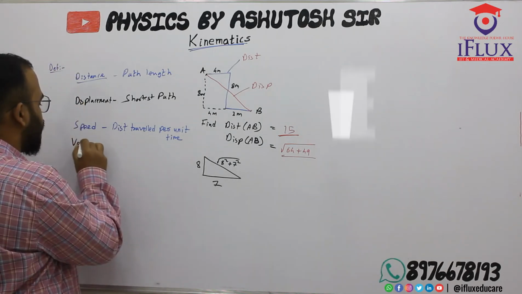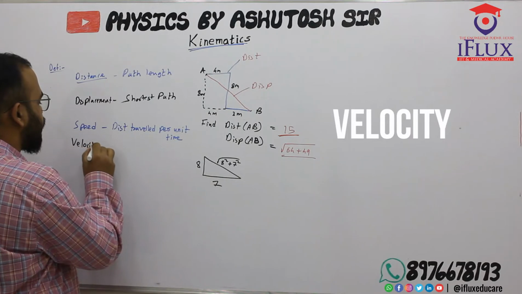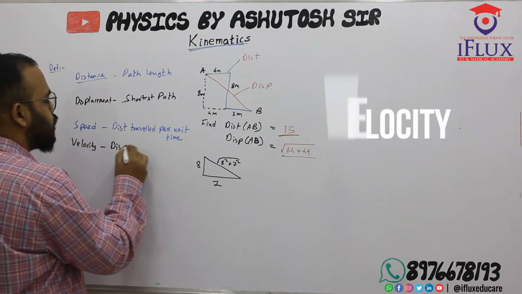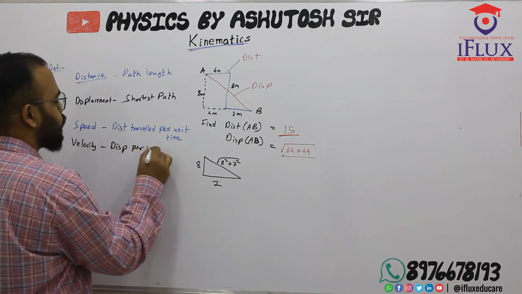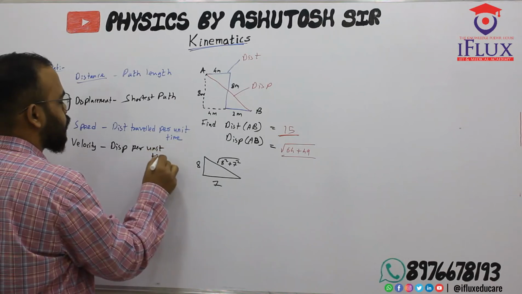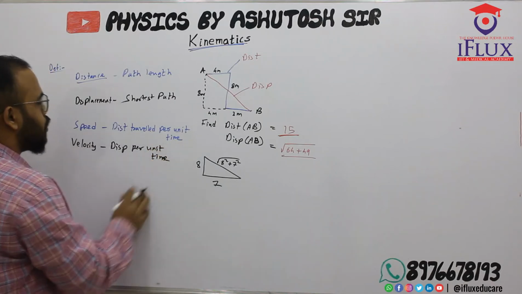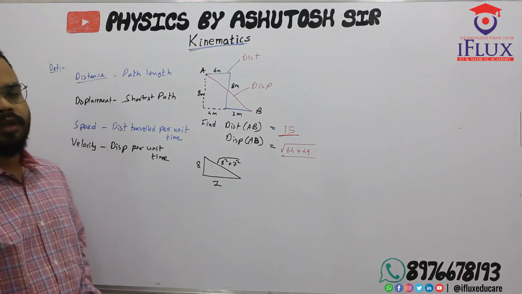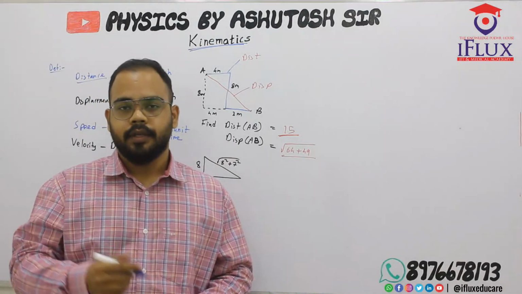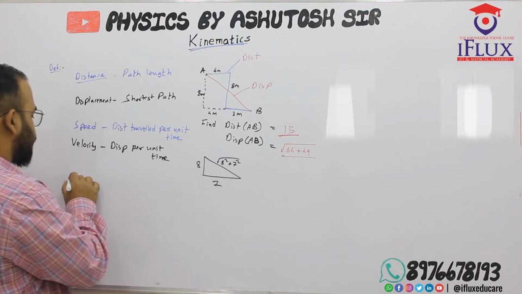and my velocity will be displacement per unit time. Displacement per unit time. These are the basic definitions. Now moving on to the last definition. The last definition is acceleration.